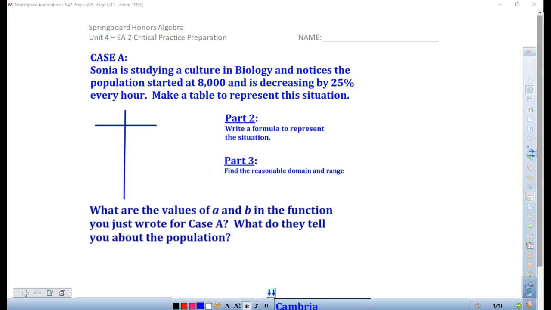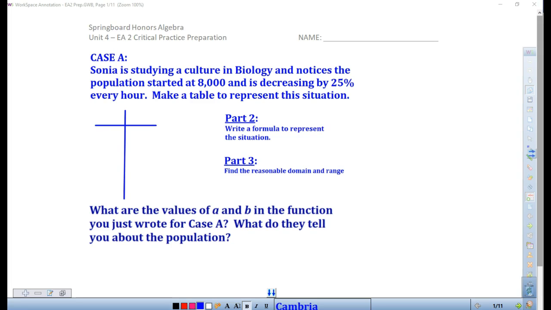Hi guys, so you're getting ready to take an embedded assessment on page 369 in your book, which has to do with some culture populations. And so I'm going to talk you through this prep page that you worked on just to make sure that a few of the critical ideas, the more challenging parts, you have a handle on. It doesn't cover everything on the EA, but some of the more integral parts, let's say.